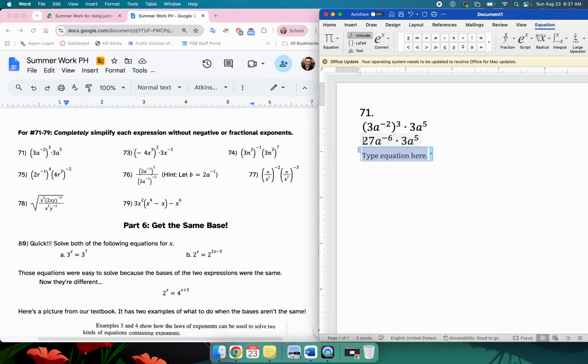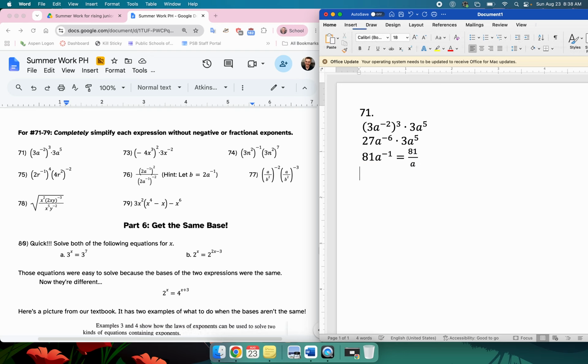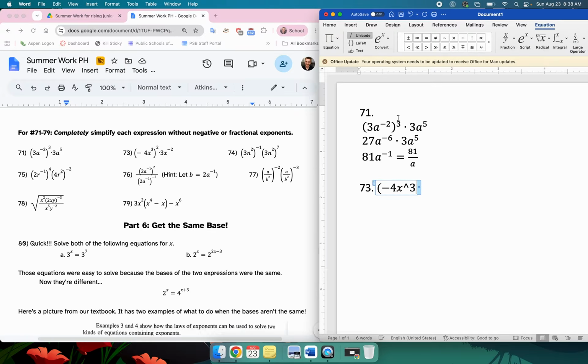I have 2 coefficients. You can multiply them. 27 times 3 is 81, and then you have a to the negatives. And then if you multiply these two guys, a to the negative 6 times a to the 5, you would add those exponents, so that's a to the negative 1. That's 81 over a. 72, okay, there is no 72. Sweet. 73.